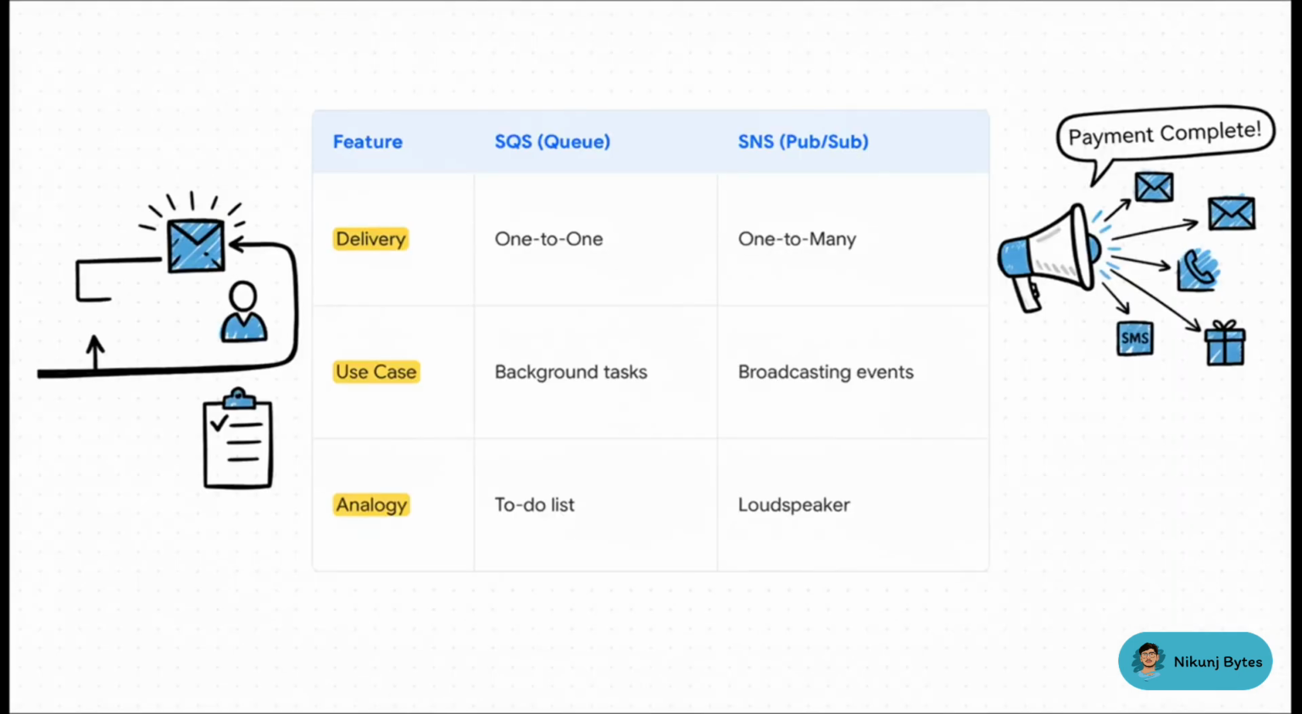Now, there are a couple of different ways services can talk to each other like this. A queue is perfect for one-to-one delivery. One message gets picked up by one worker. It's like a to-do list. But what if one event needs to kick off many different actions? That's where a pub-sub model, or publish-subscribe, comes in. The payment service can just publish an event, like a loudspeaker announcement that says payment complete, and multiple services can all hear that announcement and react at the same time.